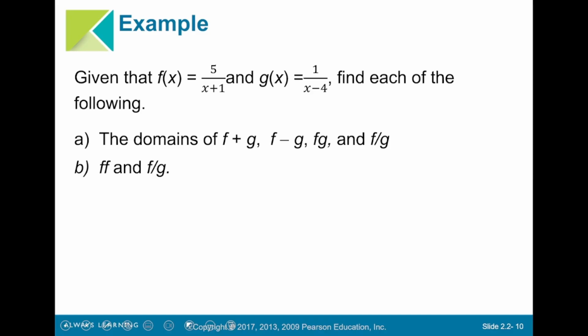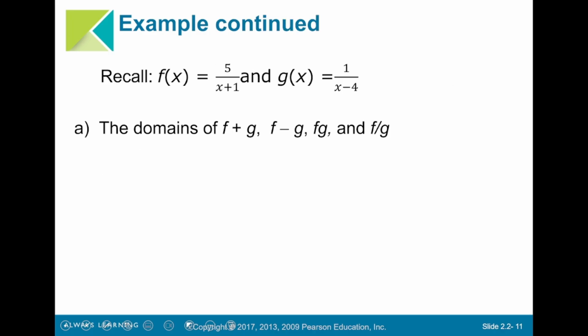So now let's move on to another example. Given that f of x is 5 over x plus 1, and g of x is 1 over x minus 4, find each of the following. The domain of f plus g, f minus g, fg, and f divided by g again. And then we're actually going to find f times f and f divided by g. So starting with part A, the domains of f plus g, f minus g, fg, and f divided by g. Let's first find the domain of f.